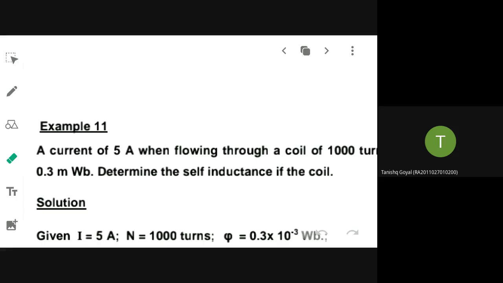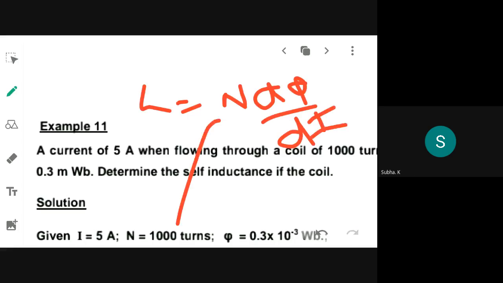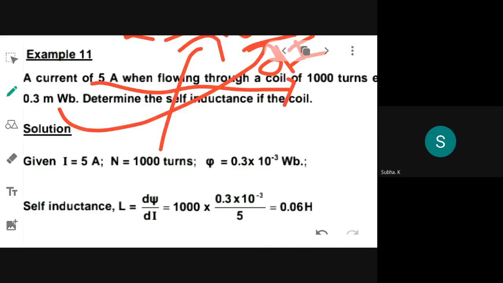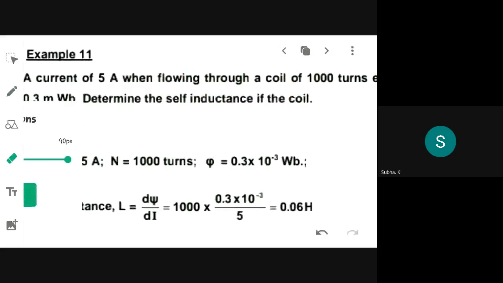0.06, ma'am. What is the formula that you have used? L is equal to N d phi by di. So what is N? 1000 turns. What is 1000 times 5? 0.3 milliweber. Okay, let's check out the answer. All got 0.06? Yes, ma'am. This is one simple problem only.